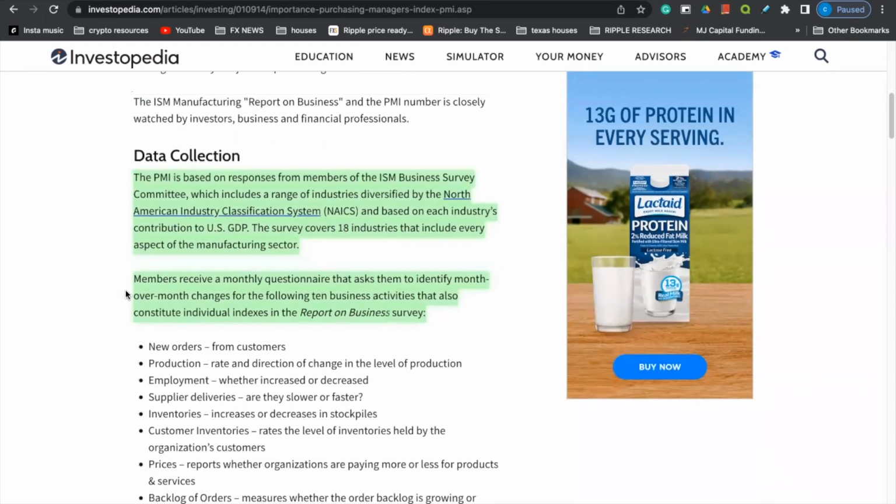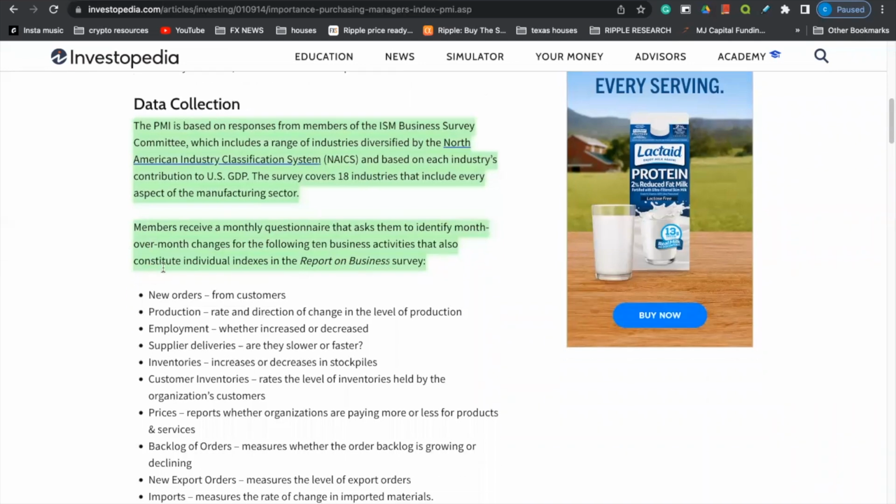Again, I've told you guys in the past that price action and the fundamentals are usually priced into the market ahead of time. All right. But with that being said, you guys can still take these things into consideration. So the PMI is based on responses from the members of the ISM Business Surveys Committee, which includes a range of industries diversified by the North American Industry Classification System. And based on each industry's contribution to the US GDP, gross domestic product, the survey covers 18 industries that include every aspect of the manufacturing sector, right?